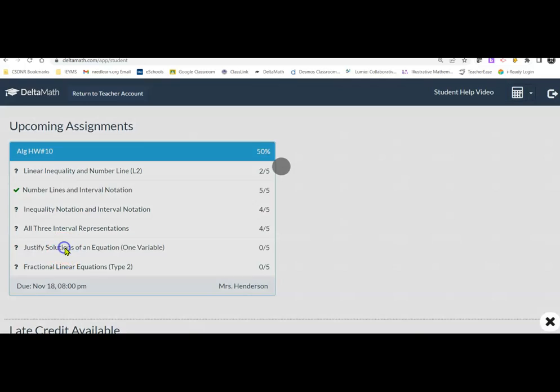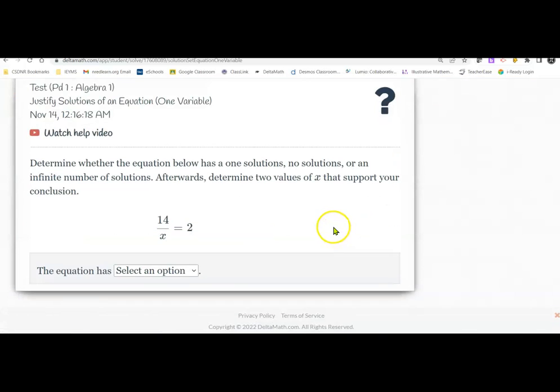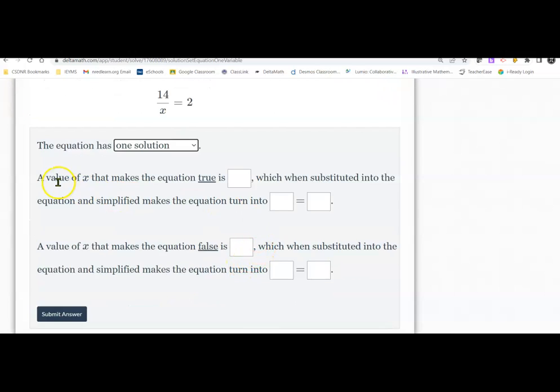All right, next topic, justify the solution. So this one requires you to do a little bit of work. Let's see if we can solve this problem here. Well, it can't have any denominators, so I'm going to multiply both sides by x, and I'm going to get 14 is equal to 2x, and divide both sides by 2, and I get 7 is equal to x. So that has a solution. So select an option that has one solution. The value of x that makes it true is 7, because I just did that. And when you put a 7 in, 2 is equal to 2.